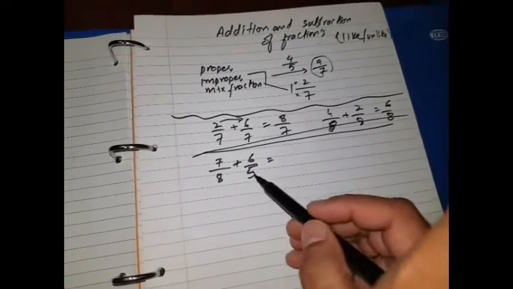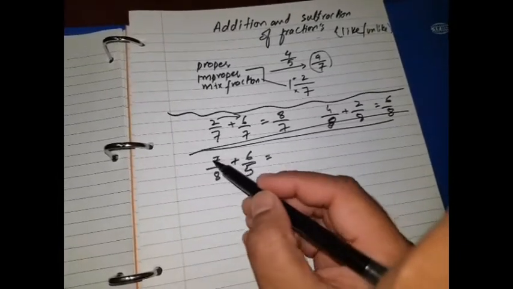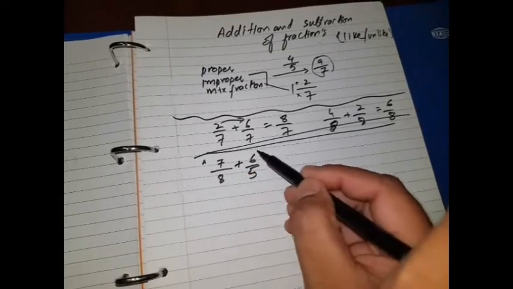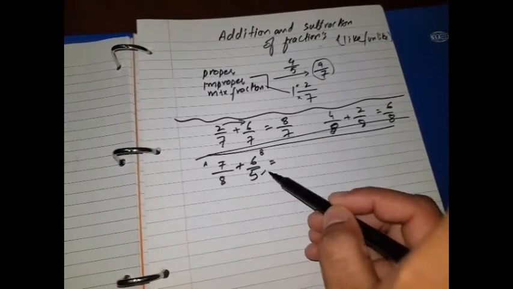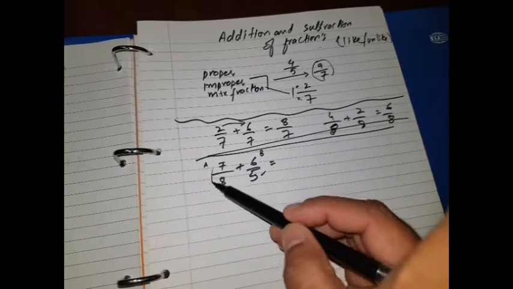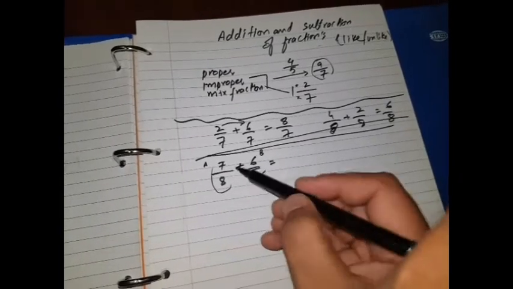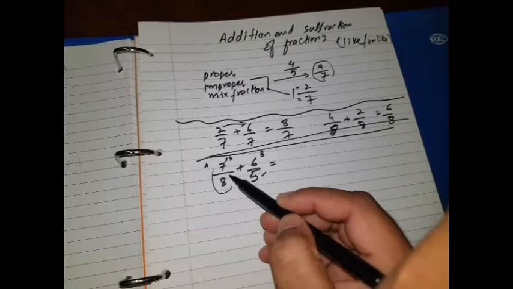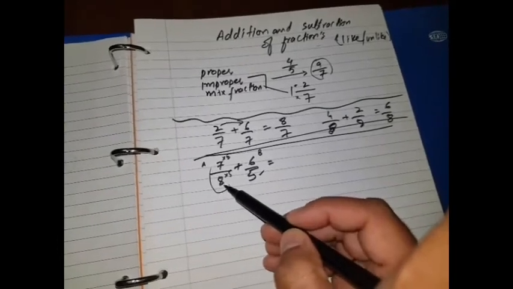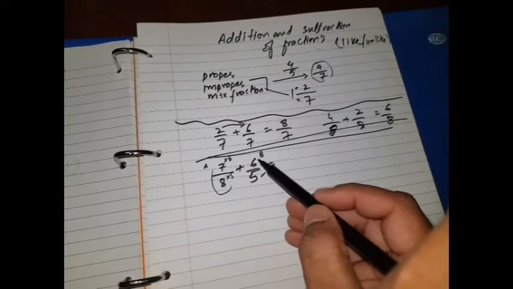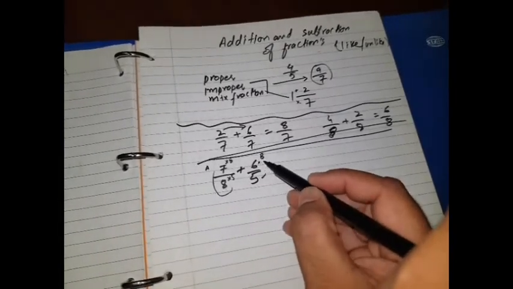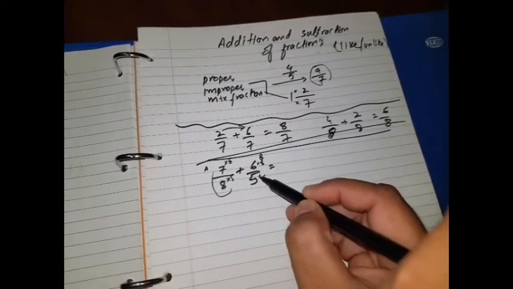I'll start with the basic one. Let me say that this is my fraction A and this is my fraction B. I will use my fraction B's denominator to multiply with my whole fraction A. For example, this is 5, so I will say times 5, times 5. Now this is 8, so I will use my fraction A's denominator to multiply with my whole fraction B. Times 8, times 8.